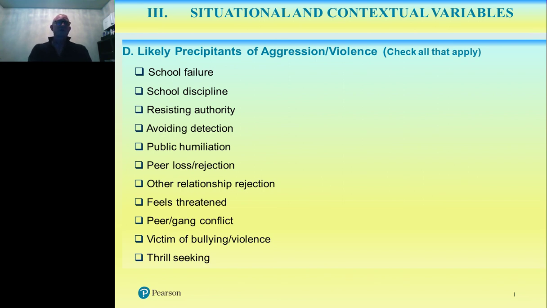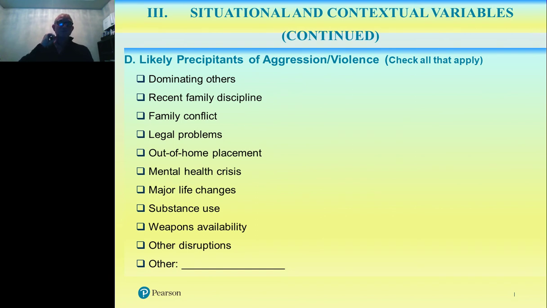Or do they feel threatened? Is there conflict? There's this kind of peer gang conflicts or community conflicts, maybe turf wars and these kinds of things. And then also being a victim of bullying or violence, thrill-seeking behavior in and of itself. So just getting bored and wanting to do something can be a precipitant in and of itself. The desire to dominate others.